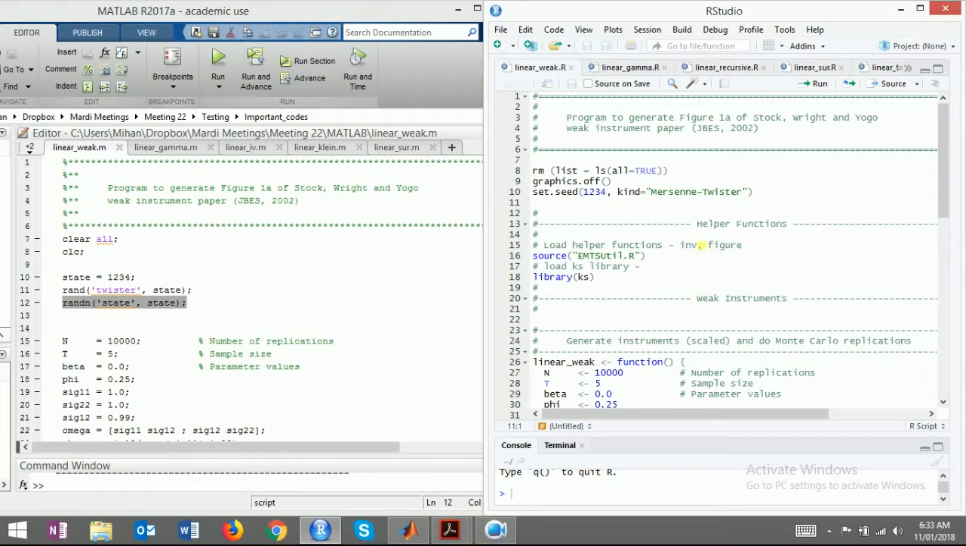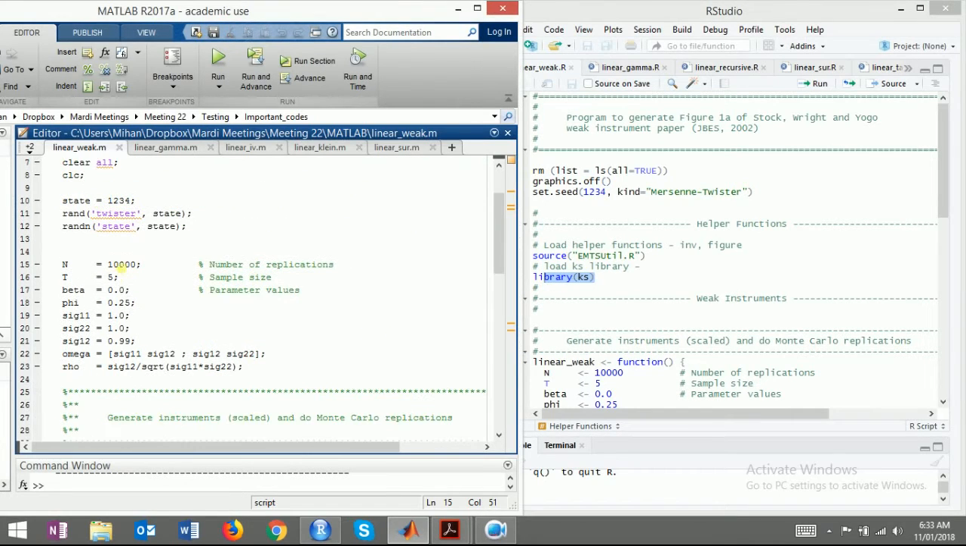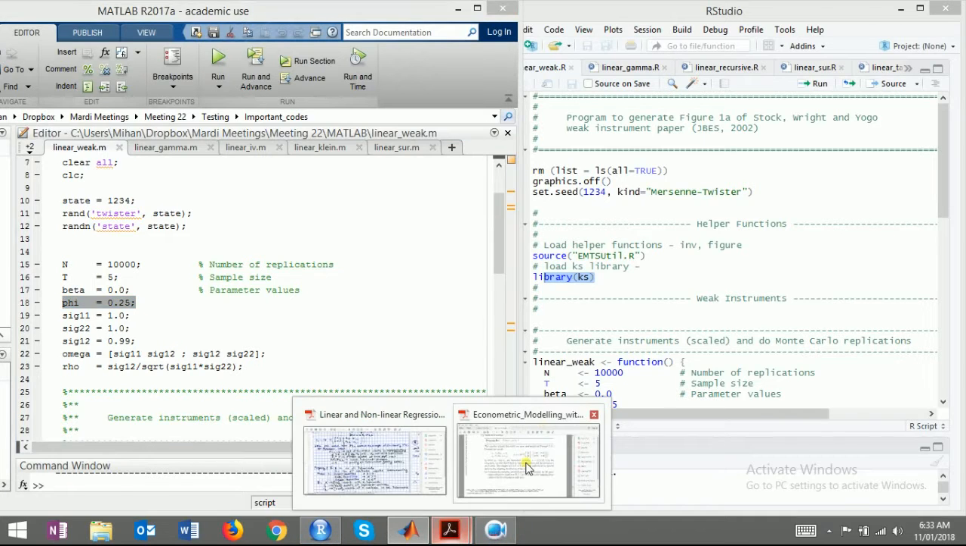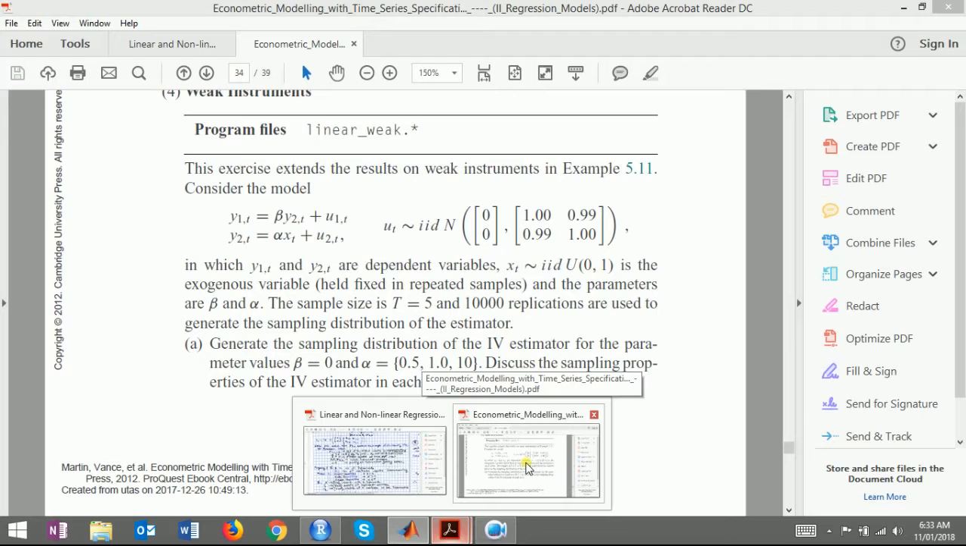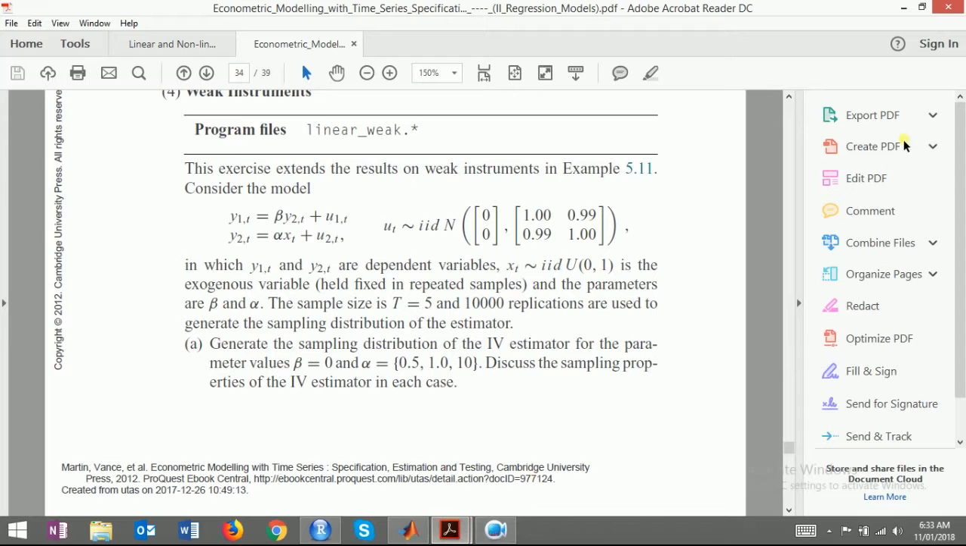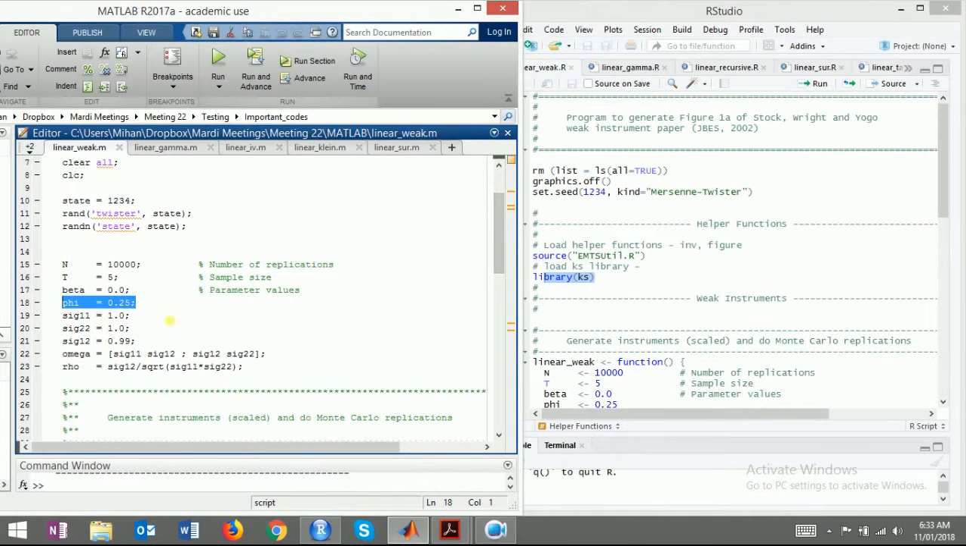Then the helper function for inverse and for figures. We need to load this helper function in R. We also load the ks library, as we'll need it for this. We need to do 100,000 replications. First, the sample size is 5, and beta is 0, with 5.25 given to us. These are all given to us. Let us check whether the phi value is given. Okay, phi equals 0.25.